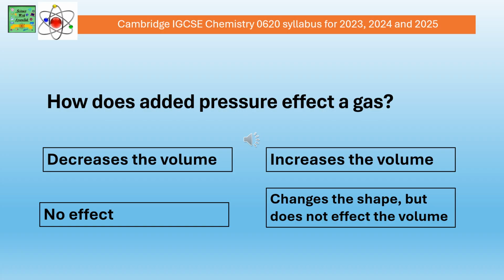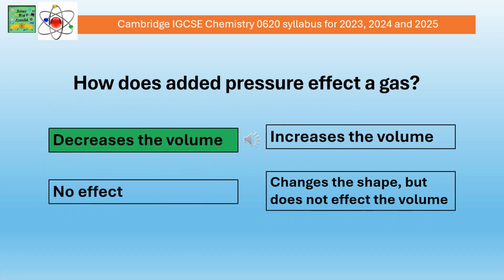How does added pressure affect a gas? Does it decrease the volume, increase the volume, have no effect, or change the shape but not affect the volume? The correct answer is decreases the volume. When pressure is added to a gas, it decreases the volume.